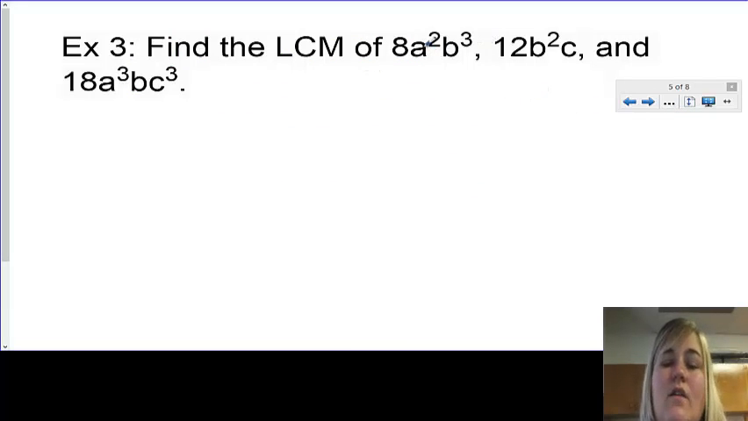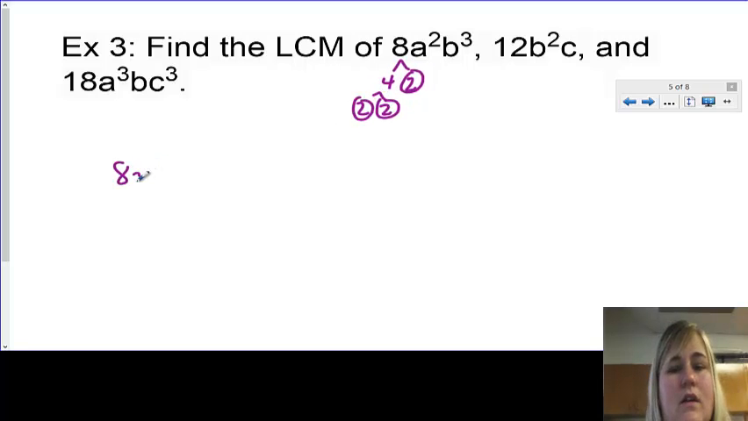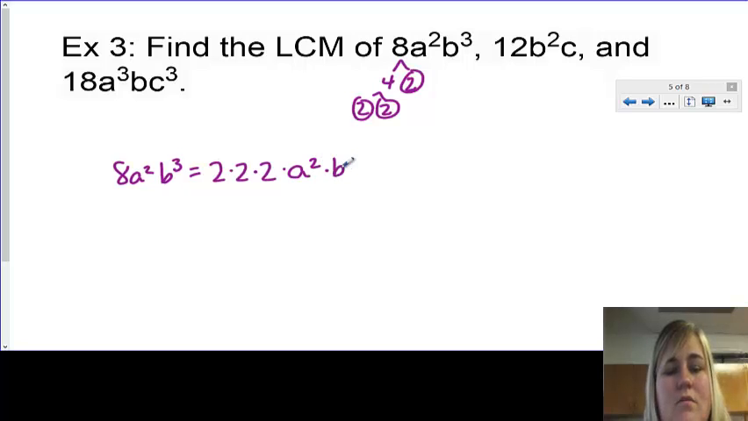Find the LCM of 8a squared b to the third, 12b squared c, and 18a to the third b c cubed. Alright, so I'm going to find the prime factorization of 8. So 4 times 2, and then that's 2 times 2. So 8a squared b to the third is the same as saying 2 times 2 times 2. And I'm just going to write a squared b to the third instead of listing all those out.